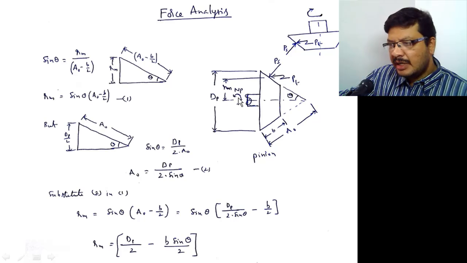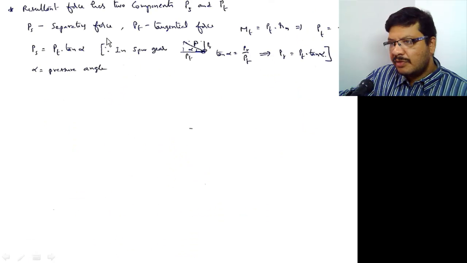Once finding the Rm value, next my aim is to determine the separating component PS value and the tangential component value. For that, the total force is resolved into its components, separating force and tangential component. The tangential component value is obtained from the power. From the power, moment can be calculated. Once the moment is known, moment equals PT into Rm. That means PT equals moment by Rm.